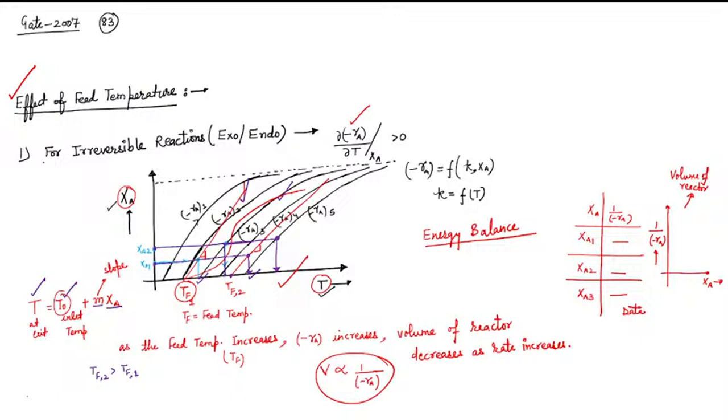So will anyone tell me, for a reversible exothermic, irreversible exothermic or endothermic reaction, what should the path be so that the volume is least? We are getting this information: if the feed temperature increases, the volume required will be less. My question is, tell me the OTP, optimum temperature progression, what will it be? Anyone who will try or tell me? What should it be? Who will tell me?